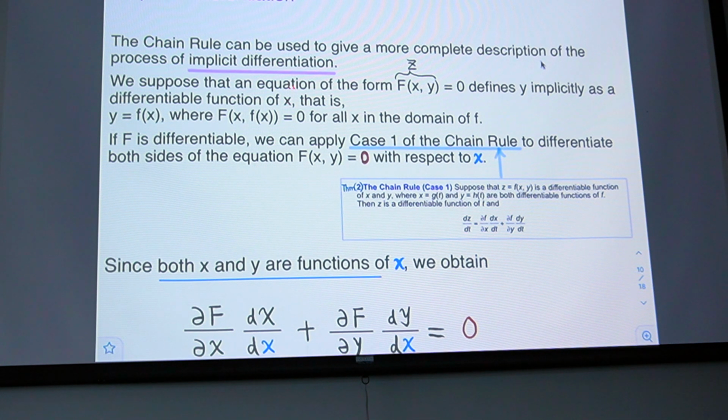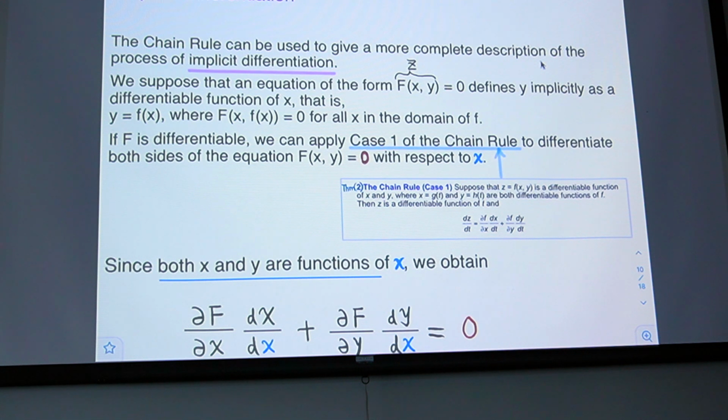So we suppose that an equation of this form, the big F function of x and y equal to 0. Think about this as z equal to f of x comma y. This function big F defines y implicitly as a differentiable function of x. The y over here is a function of x.